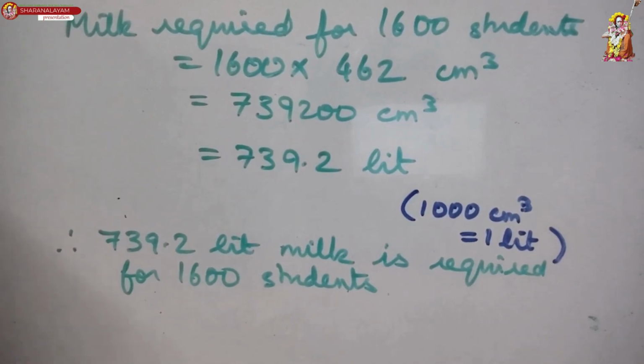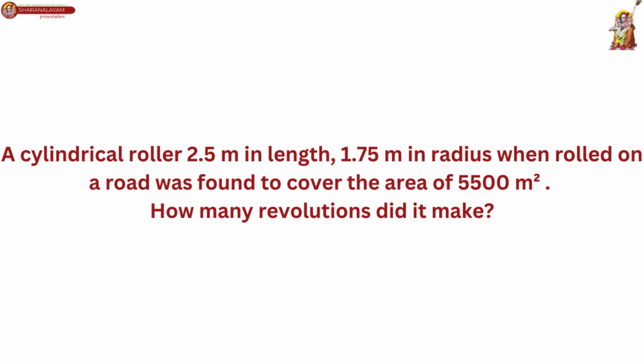Next question. A cylindrical roller 2.5 meters in length, 1.75 meters in radius, when rolled on a road, was found to cover the area of 5,500 meters square. How many revolutions did it make? Now we have to think. First, we have to determine the area covered in one revolution, which is the curved surface area of the cylinder.